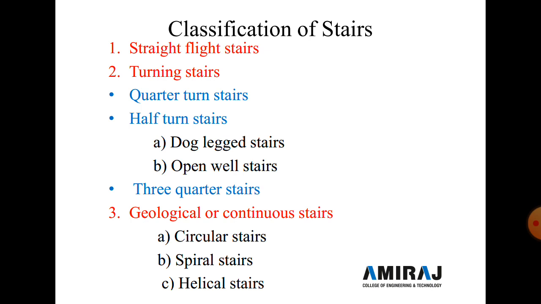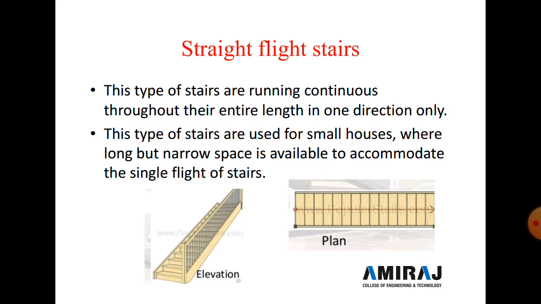And the half turn stair is divided into two parts: dogleg stair and open well stair. And the geometrical or continuous stair is divided into three parts: first is the circular stair, then the spiral stair, and the helical stair. Now first we discuss the straight flight stair.